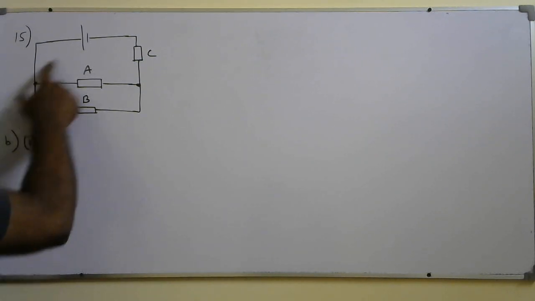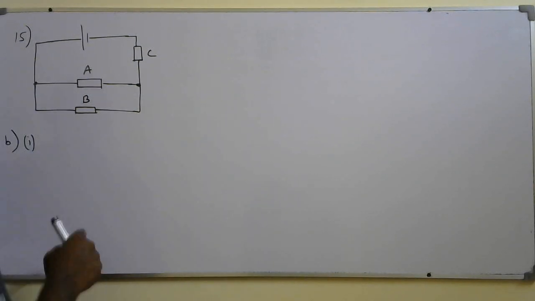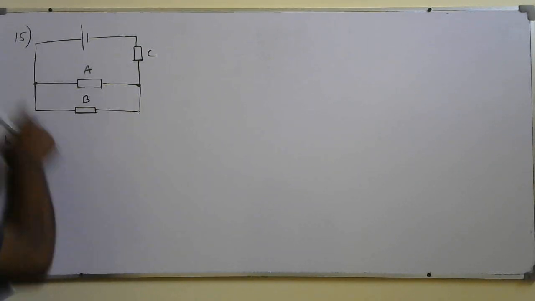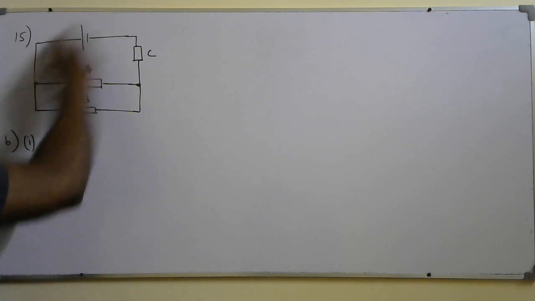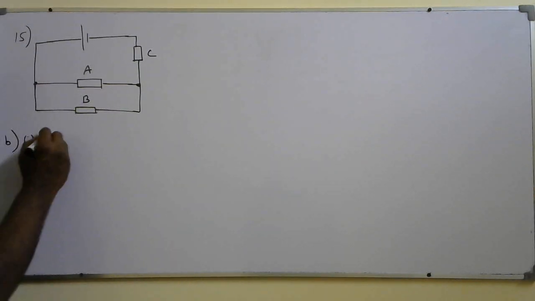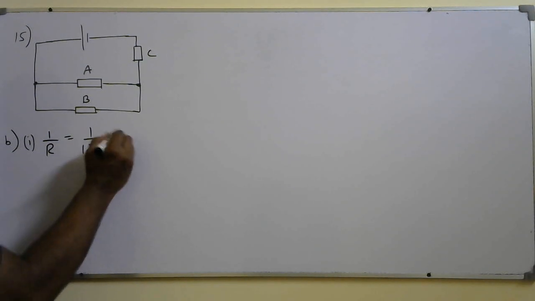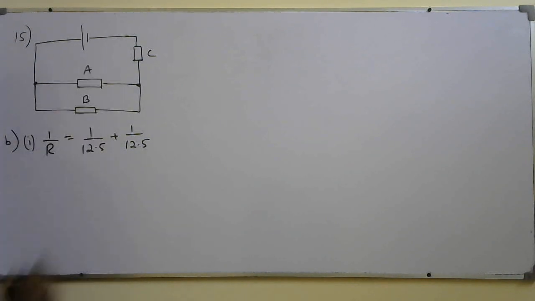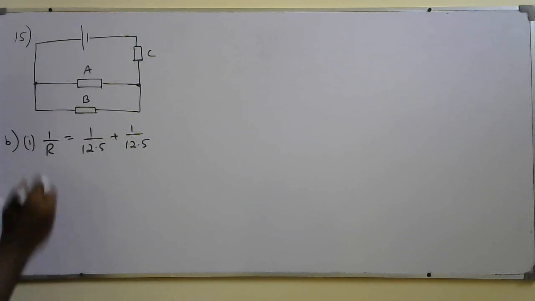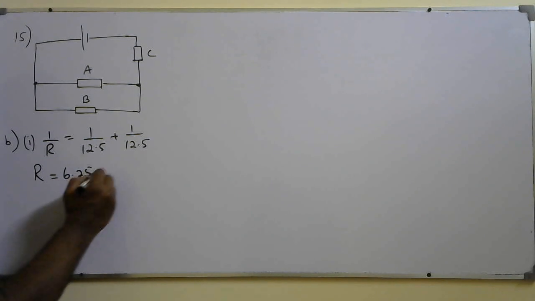So it's that simple. These two are connected in parallel because they are connected across these two junctions. Then with that equivalent resistance, this is connected in series. I need to find the equivalent resistance of the circuit. So I can say 1 over R equals 1 over 12.5 plus 1 over 12.5. That's the equivalent resistance of these two, A and B. So from that I can say R is equal to 6.25 ohms.